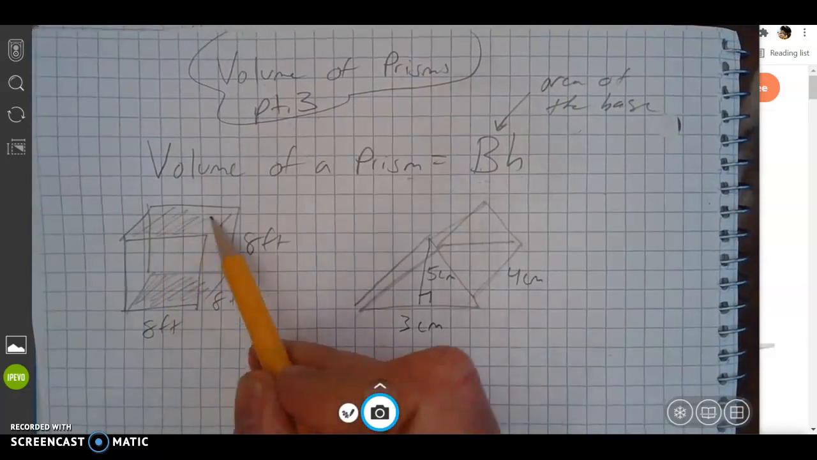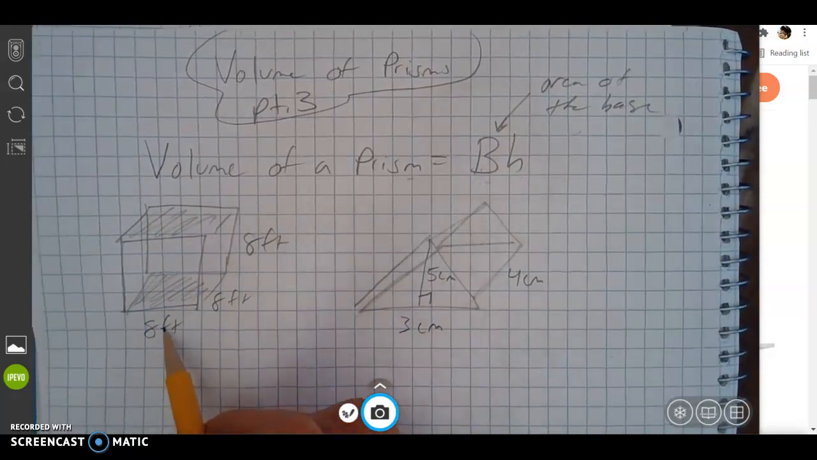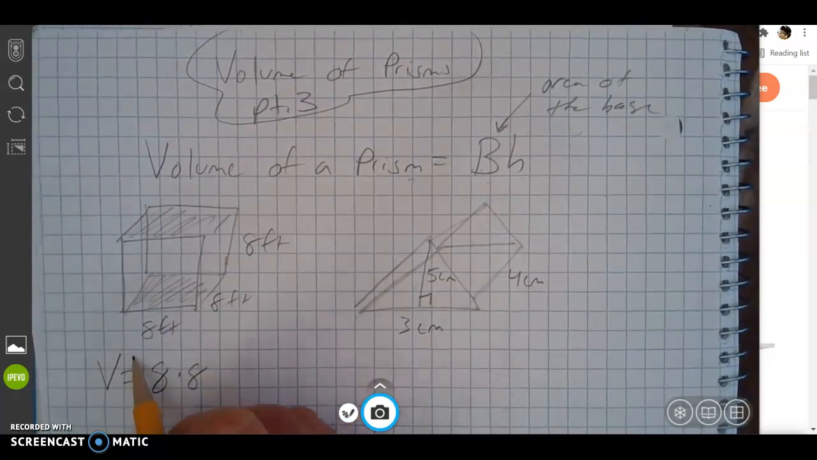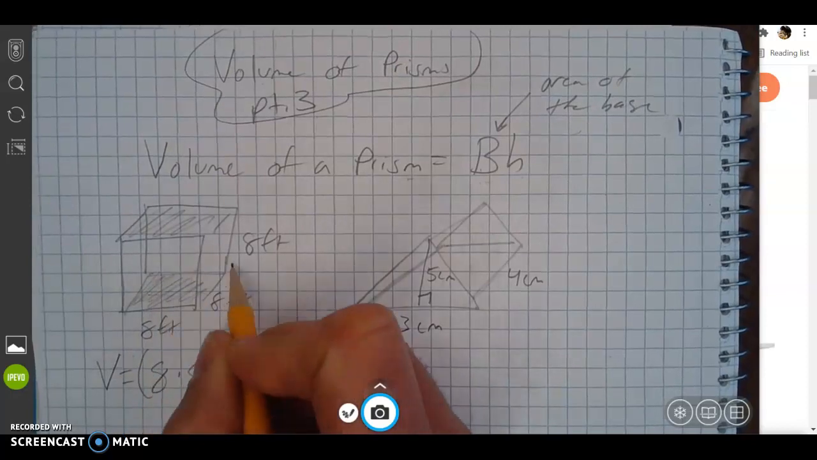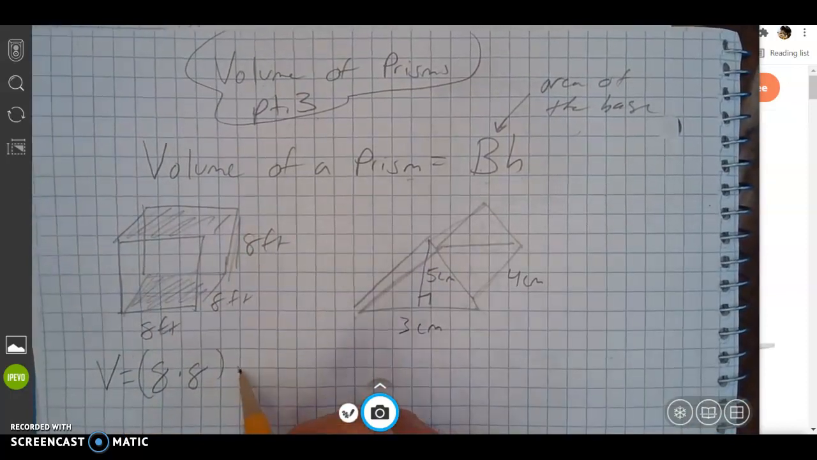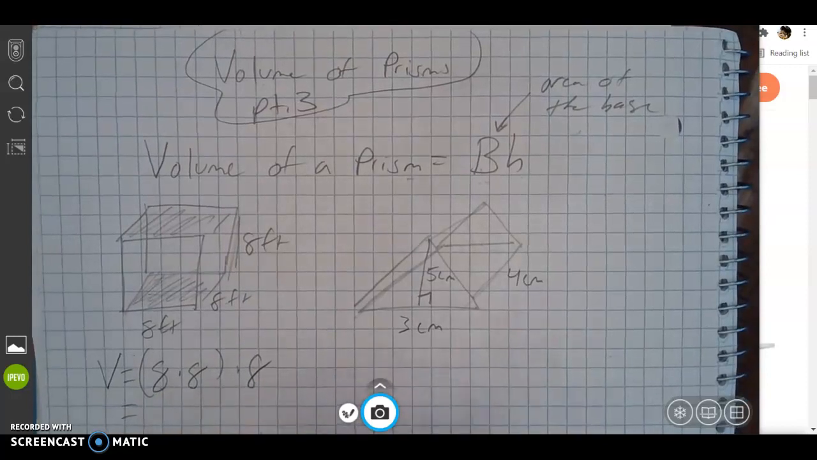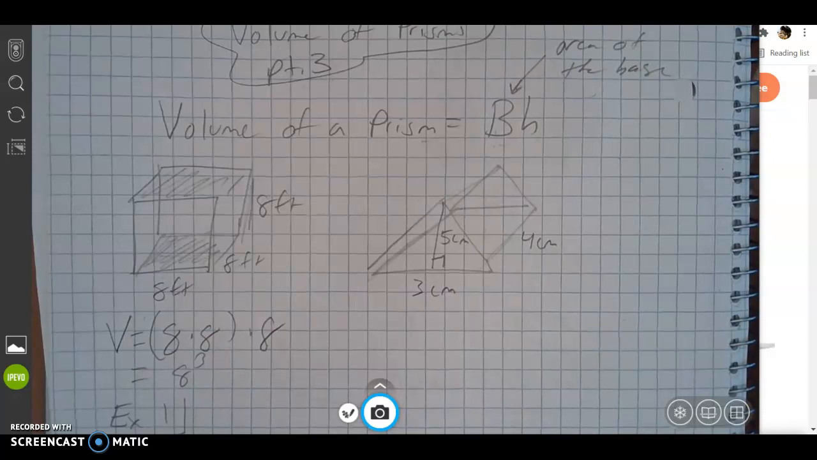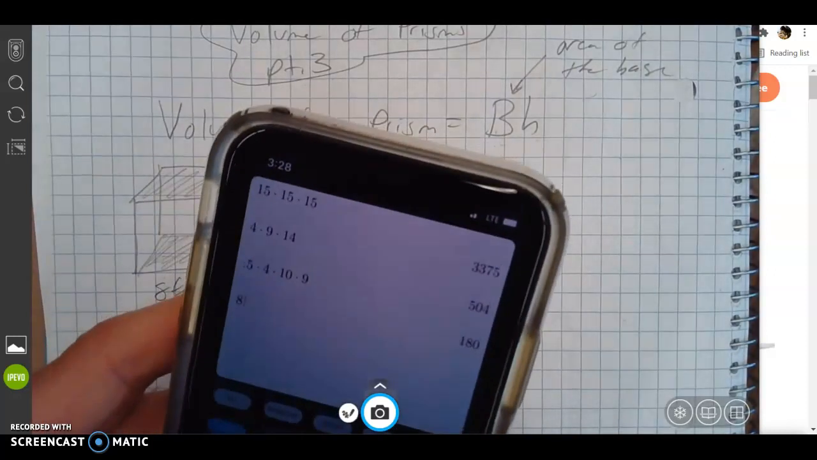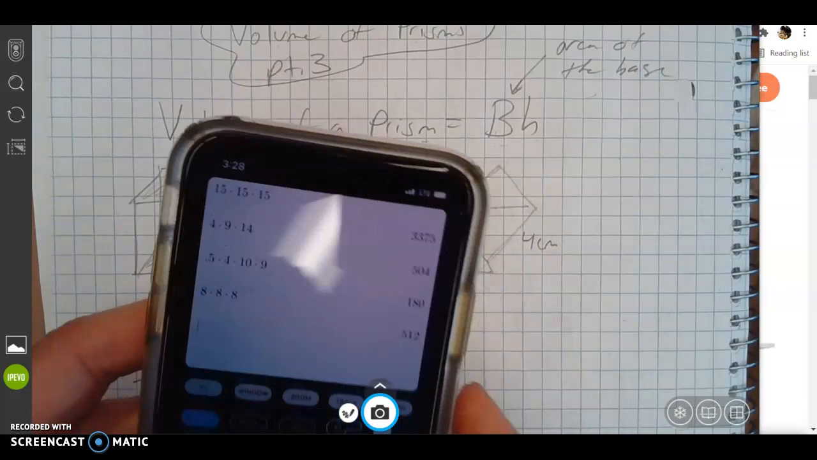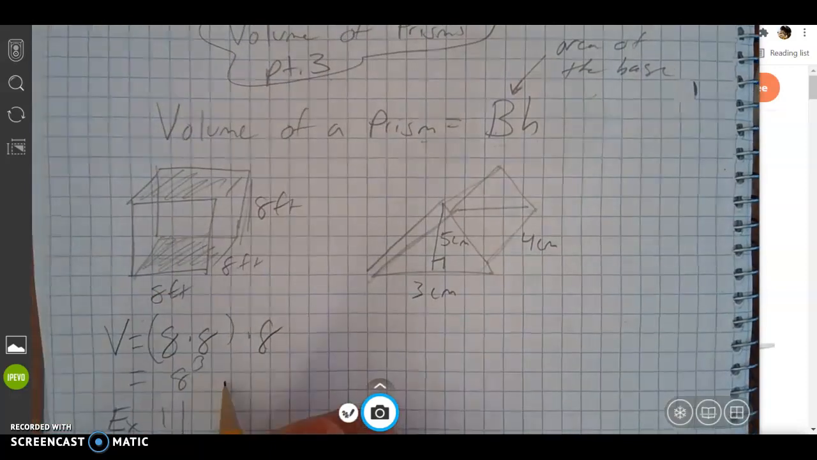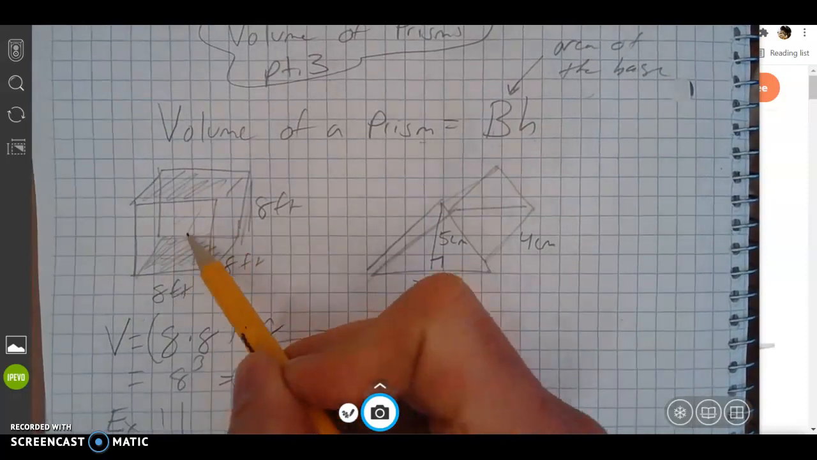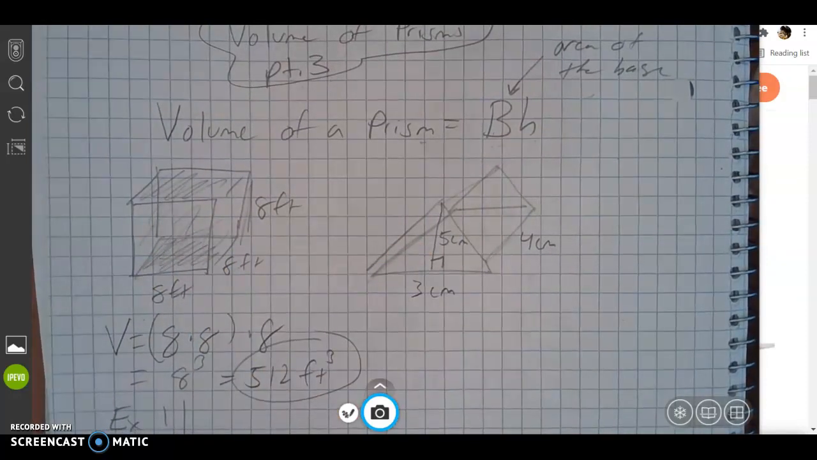So here's the base, the top and the bottom, right? So the base is 8 times 8. Do this with me. So that's the area of the base, the bottom square, times the height, which is what? Oh yeah, 8. So 8 times 8 times 8, or 8 to the third power. A cube is side to the third power, right? So that'd be 8 times 8 times 8, which is 512. There we go. So 512 cubic feet. That's how much makes up this box right here. Cool. So we've been over that.